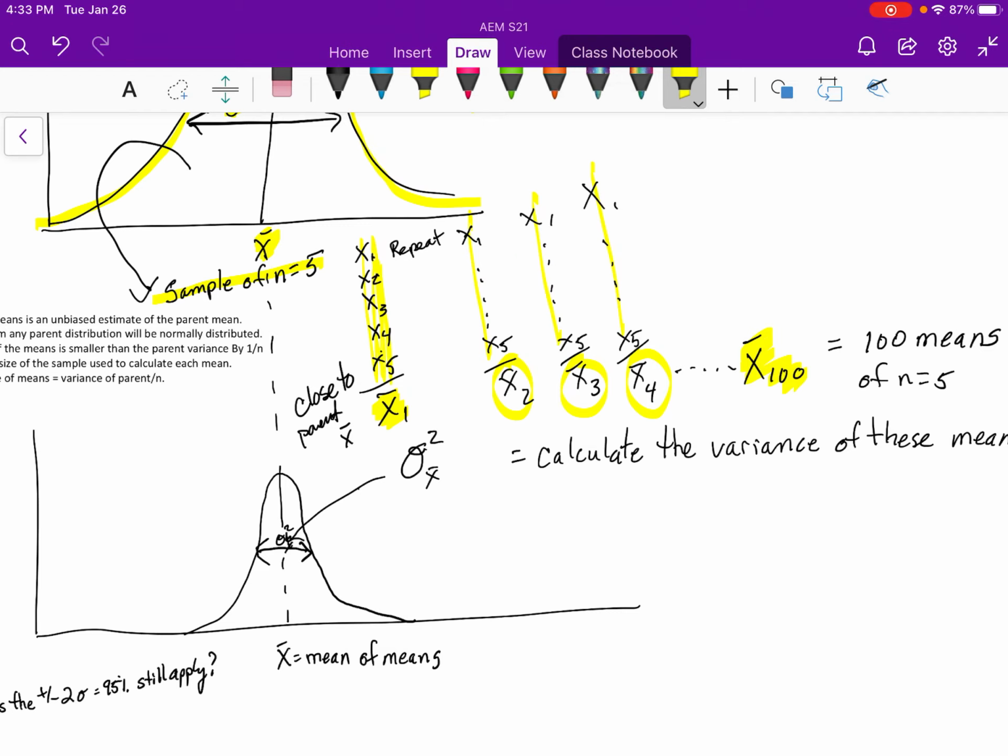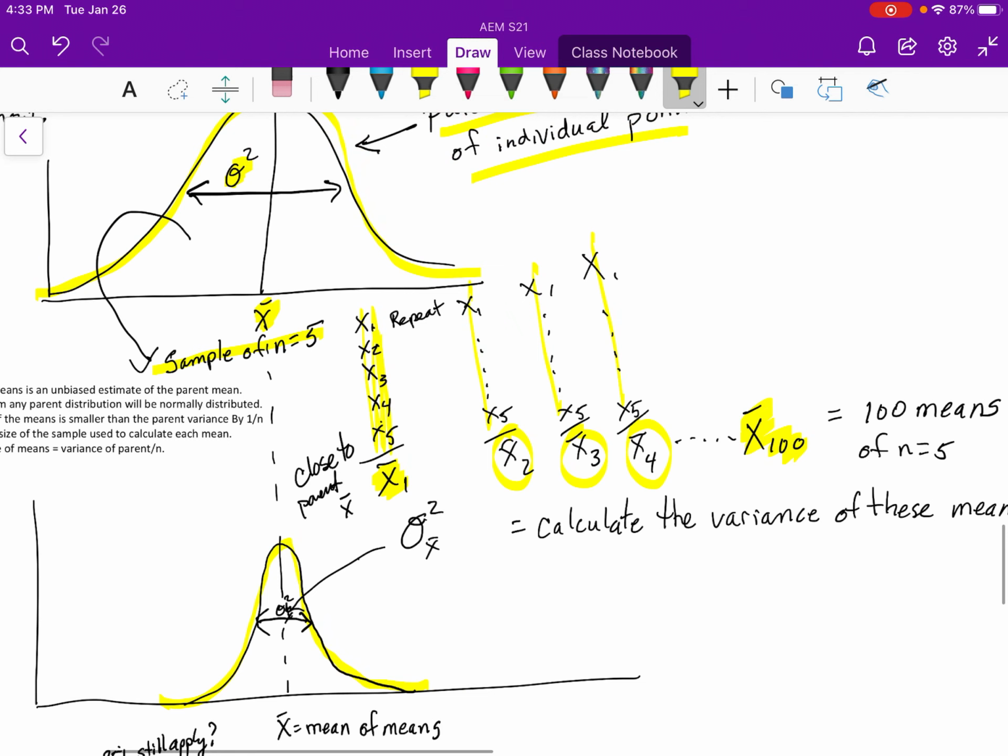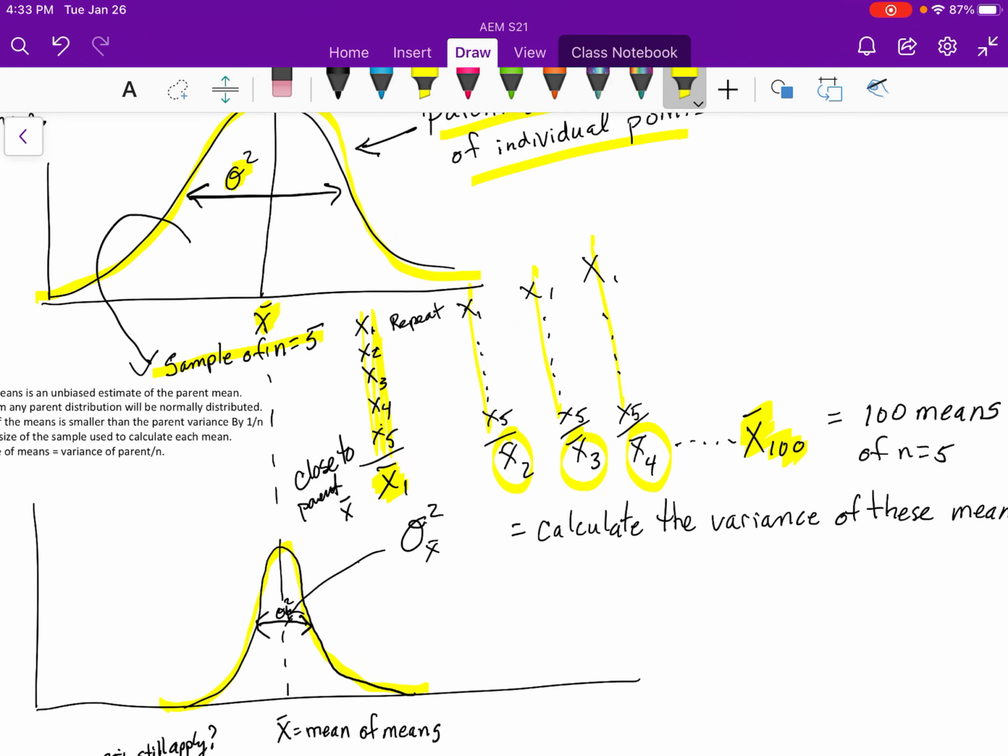100 means of n equals 5 might pile up into a shape that looks something like this one. Now as you've noticed, I've made this shape much narrower than the parent distribution shape. So the variance of these means is going to be narrower than the variance of the points of the parent distribution. So I'm going to put this in red. I'm going to compare this variance down here to this variance up here. When I compare those two things, we notice that the one at the bottom, these means, has a narrower, smaller variance. And the reason for that is because each estimate of the mean, using 5 samples, is closer to the parent mean than would be a single random point, which is what the parent distribution is made of.